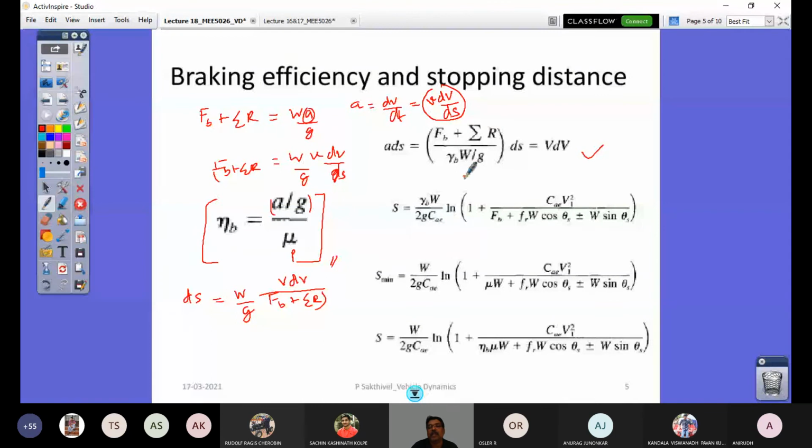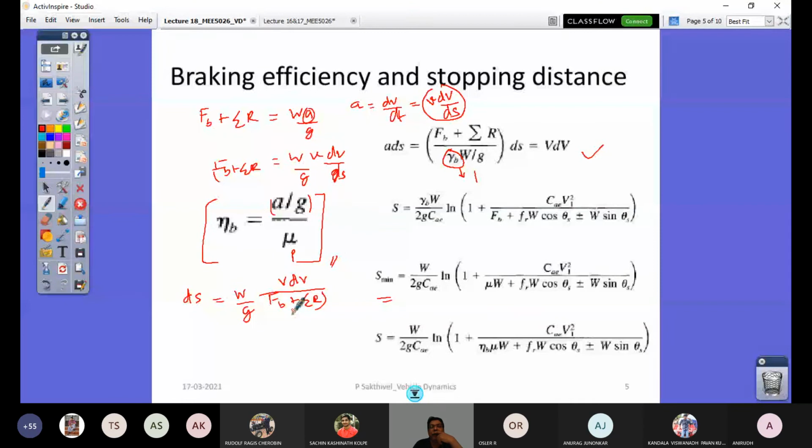This gamma b is the factor to account for the rotational inertia of the rotating parts, like the gears in the transmission system and so on. So that is taken. If you consider this as 1, the stopping distance will be minimum. If you consider it to be 1.03, 1.04, similar to what we also consider for acceleration. We have not discussed this mass factor much. So this mass factor can be considered to be 1. If I consider this to be 1, S becomes S minimum, and my integration can be performed. So to get S, I have to integrate this quantity.